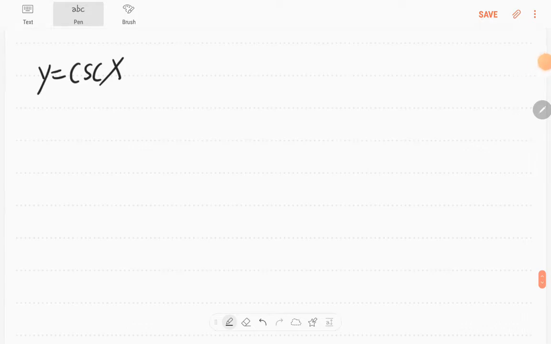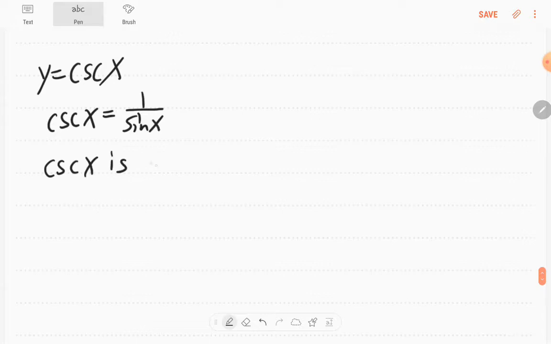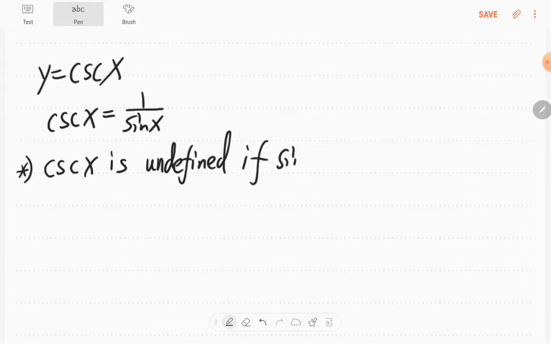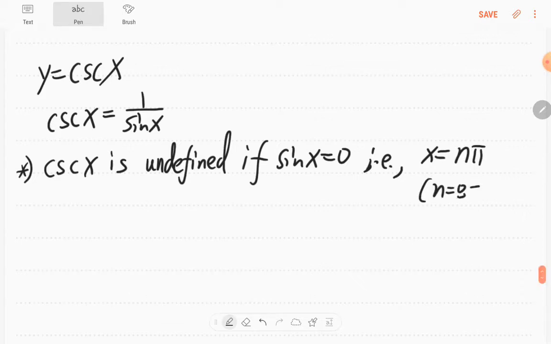So now let's look at y equals cosecant x. And we know that cosecant x equals 1 over sine x, right? So you can see that cosecant x is undefined. This is the one thing you should be careful about. It's undefined if sine x equals 0. Sine x equals 0, we know x equals a multiple of pi. Here n is 0, plus or minus 1, plus or minus 2, and so on.